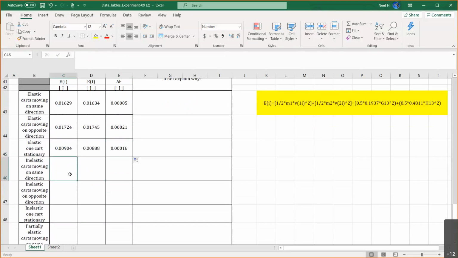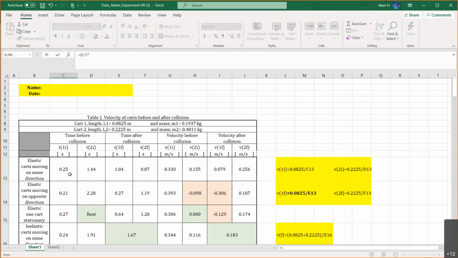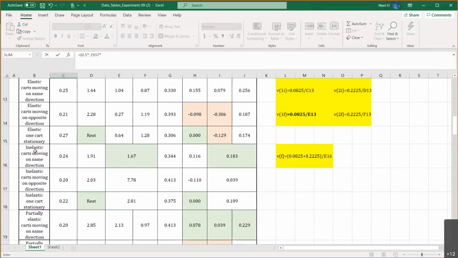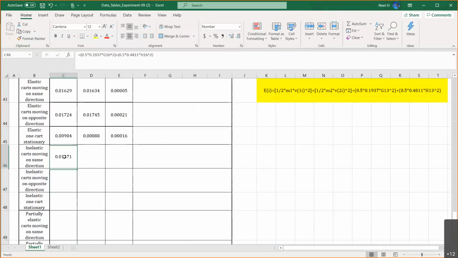All right, let's do the inelastic calculation then. Equal sign, parentheses, 0.5 multiplied by the mass of object 1, 0.1937, multiplied by the velocity for inelastic case 1 before collision, to the power 2, close bracket, plus open bracket 0.5 multiplied by the mass of object number 2, 0.4811, multiplied by the velocity of object number 2 before collision, cell H16, power 2, close bracket. Okay, we have the answer there.